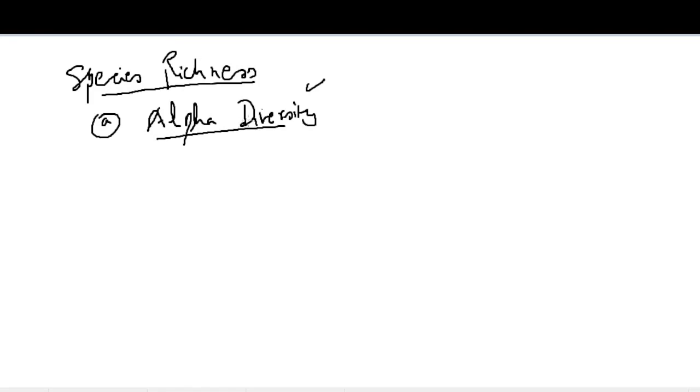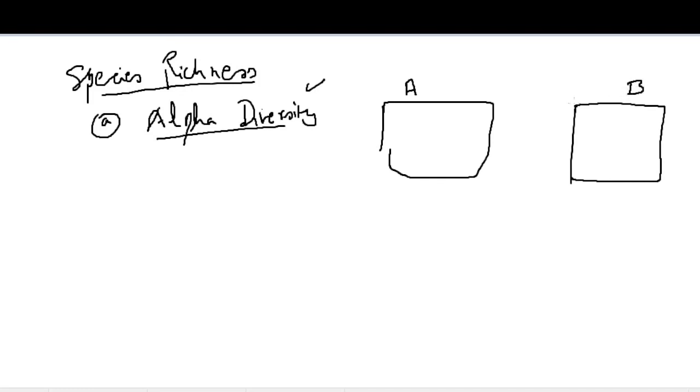Consider this is an area, this is area A. Let's suppose this is an area B. The total number of species in this area is called alpha diversity. This is like species richness in a single ecosystem. This is called alpha diversity.